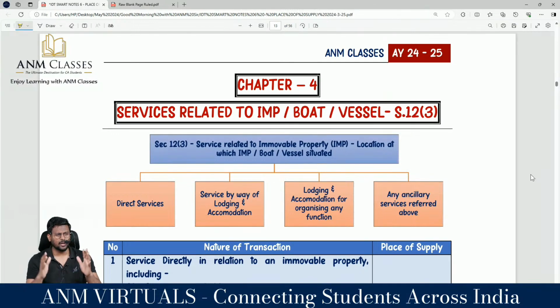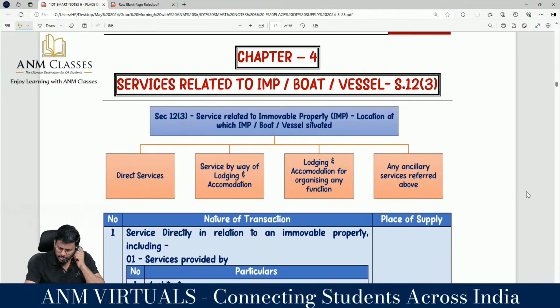Sir, what is the general provision? Check whether the service has been provided to a registered person or an unregistered person. If it has been provided to a registered person, the location of such person. If it is provided to an unregistered person, you have to check whether the address is available or not. If the address is available, the location of the recipient. If the address is not available, the location of the supplier.